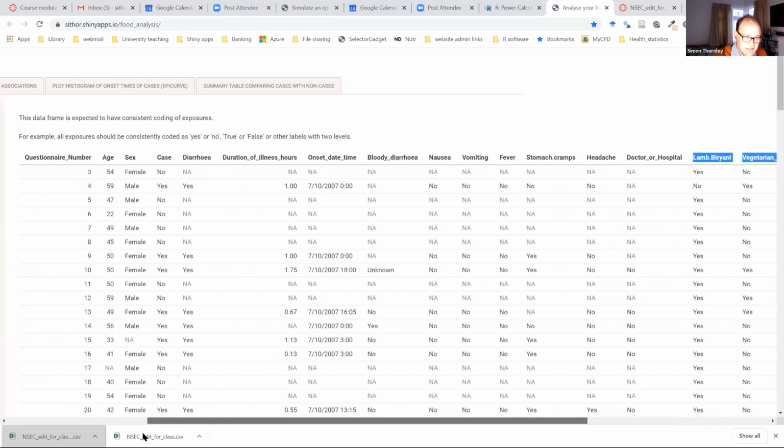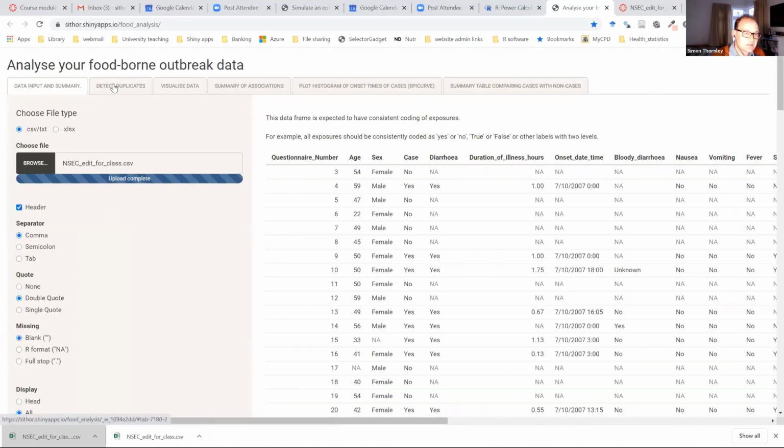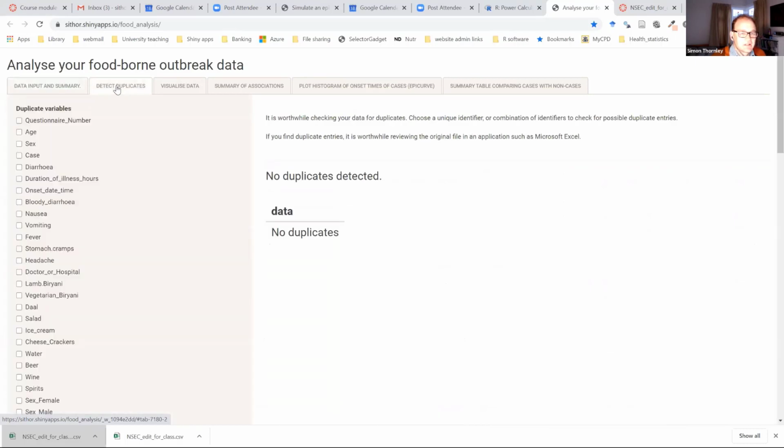Okay, so I kind of take you along the analysis just by going along these tabs up the top. First of all, we can look for duplicates. I'm big on duplicates. My holy trinity of things to look for when you get a new data set is, one, duplicates. Number two, what's number two? Range. Yeah, range. And number three? Missing values. Missing values, excellent.